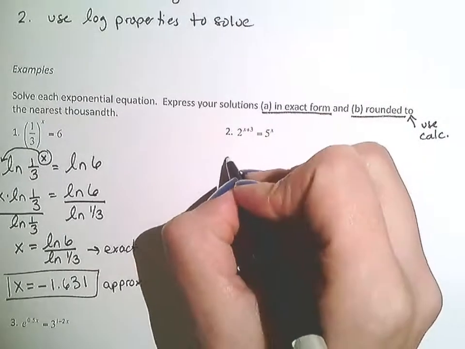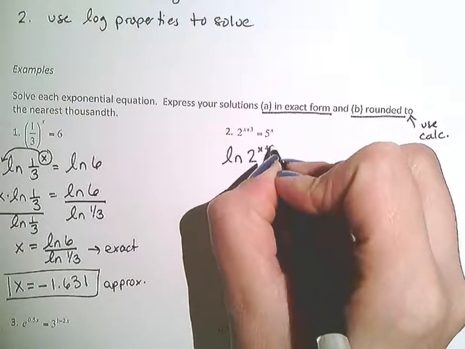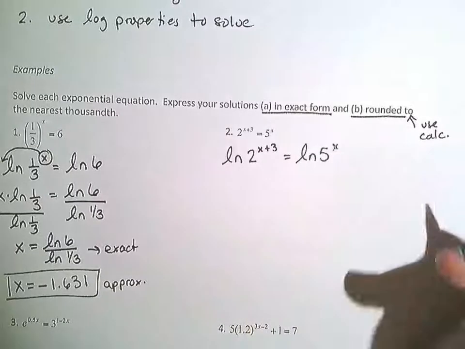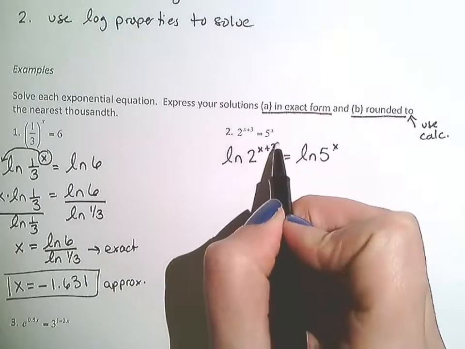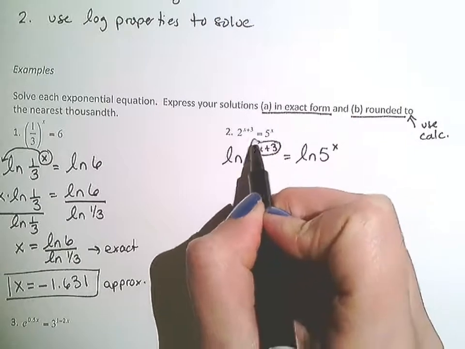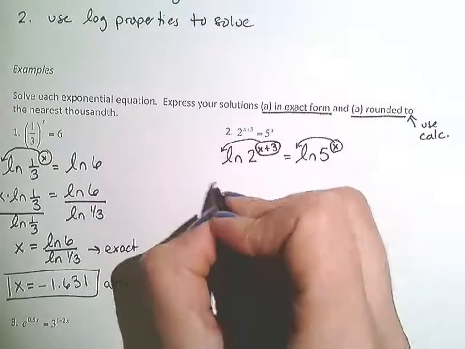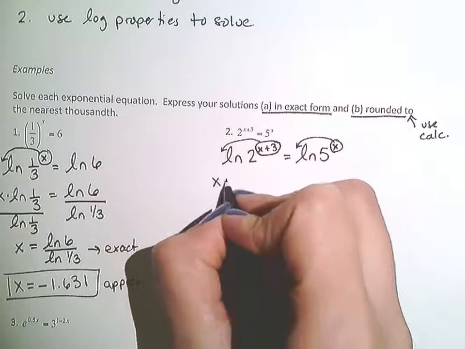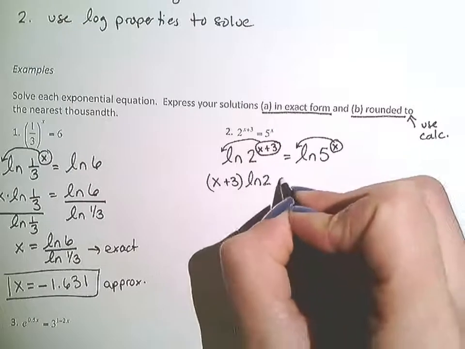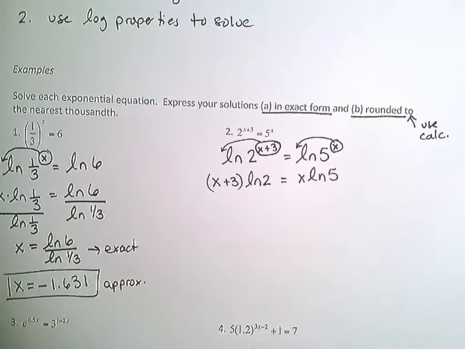So what I'm going to do is I'm going to set ln of 2 raised to the x plus 3 equals ln of 5 raised to the x. And again, I'm going to use the power property. But please remember that when you're bringing this down, you still have to follow the rules of math and multiply out. So this ends up being x plus 3 times ln of 2 equals x times ln of 5.